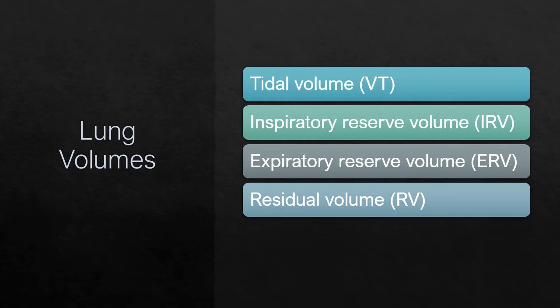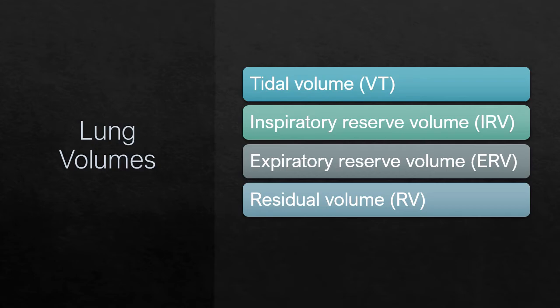Tidal volume is the first that we'll talk about, and tidal volume is simply the amount of air inhaled and exhaled with each breath during quiet breathing. It's about 500 milliliters in a normal adult male or female.